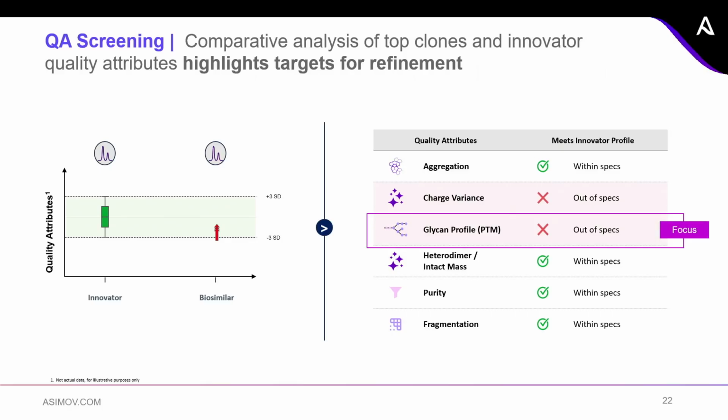And so going into the details that I mentioned for the biosimilars, it's critical to match these critical quality attributes. So you can see on the right, these are the attributes that we typically test for. We noticed that aggregation, heterodimer intact mass, purity, as well as fragmentation were all within spec. However, we noticed that the charge variance and the glycan profile were slightly out of spec. So we wanted to focus on just the glycan profile for this talk and how we used our system to modulate that.